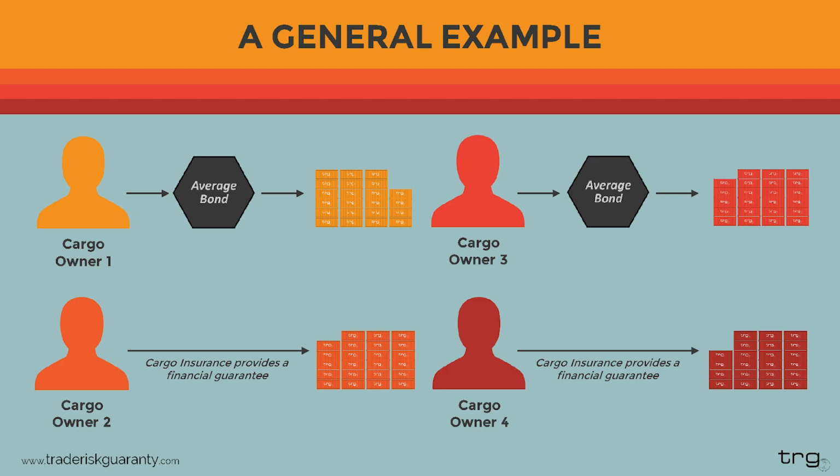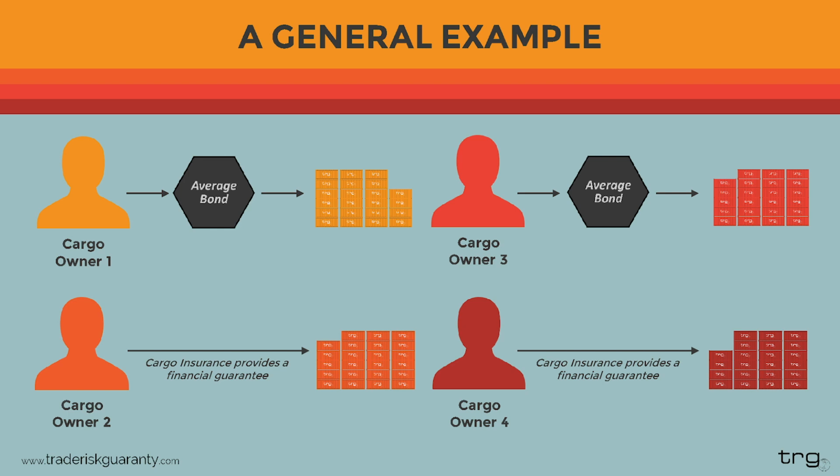So going back to our 4 cargo owners, if cargo owner 1 and 3 did not have cargo insurance to provide a financial guarantee, they would have to place an average bond before claiming their cargo. Cargo owners 2 and 4 would not, since their cargo insurance provides that financial guarantee.